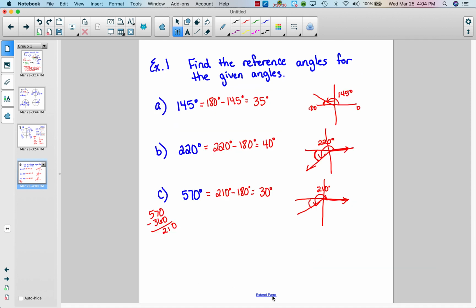As a matter of fact, let me do one more. So we're going to have a part D. And let's do negative 280 degrees. And I want to know what the reference angle is.